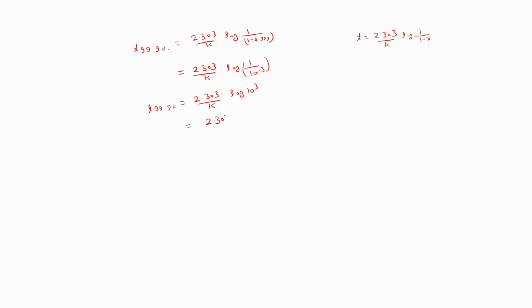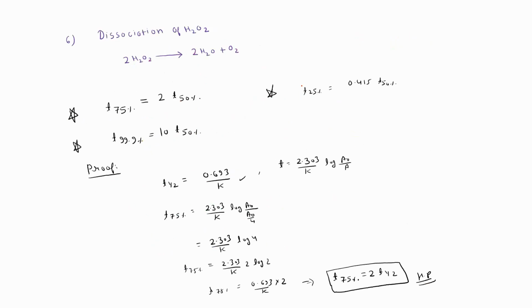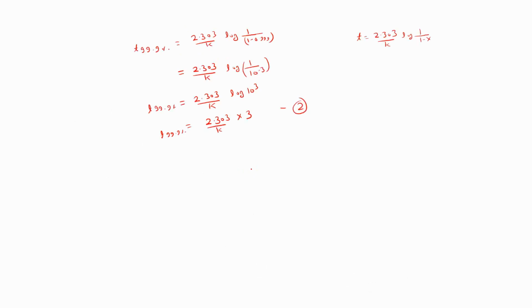So 2.303/K into 3. This is T99.9%, and T half, I know if this is equation number 2, and this is equation number 1. Then T half is 0.693 by K. So T 99.9% divided by T 50% is equal to this 2.303 into 3 divided by 0.693.